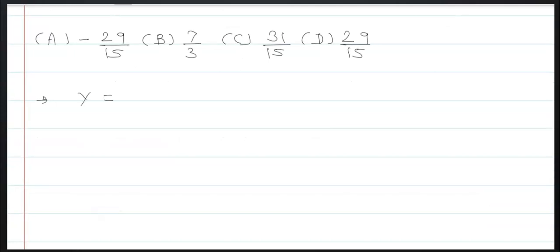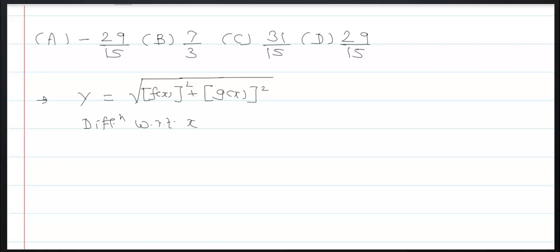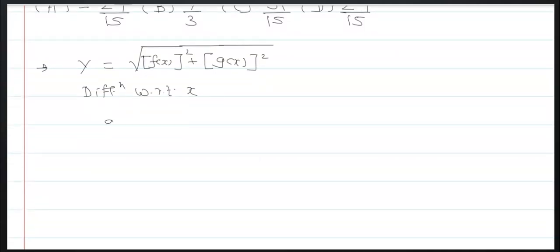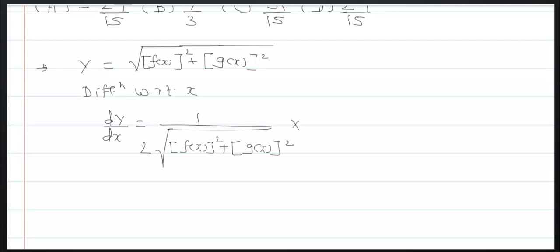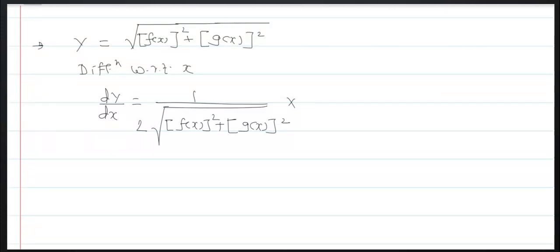Now let us start the answer. We have given that y is equal to the square root of f of x squared plus g of x squared. Now differentiate. This is similar to the derivative of root x, which is 1 upon 2 times root x. So dy by dx is equal to 1 upon 2 times the square root of f of x squared plus g of x squared, into d by dx of f of x squared plus g of x squared, because this is a composite function.